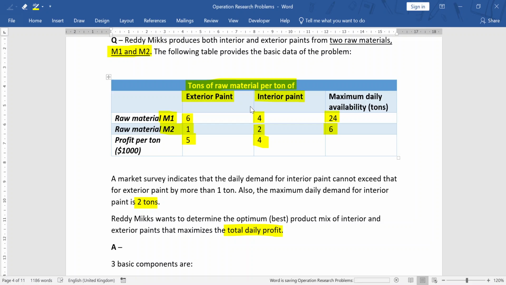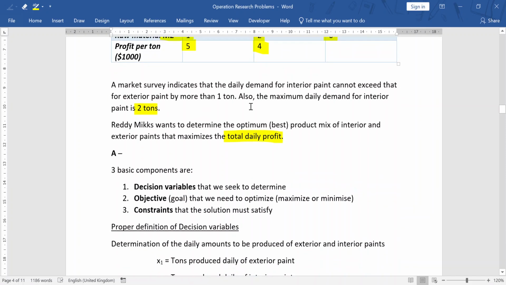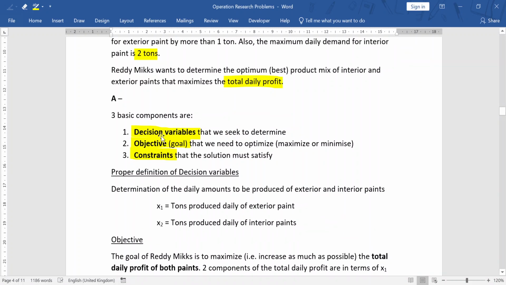Now we need to understand three basic components of the problem so that we can go ahead. The three basic components are decision variables that we seek to determine. So we have some decision variables on which we are going to base our conditions and solve the problem. Then we have an objective or goal that we need to optimize, maximize or minimize. This is a maximization problem, so our final goal is to maximize the end result. And we will be given some constraints that the solution must satisfy to obtain the final proper result. Now we need to define the decision variables. So we are given a problem and we need to determine the decision variables.